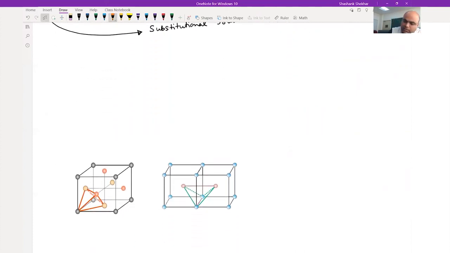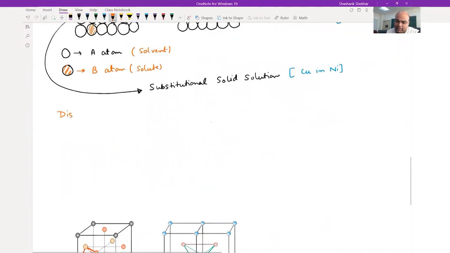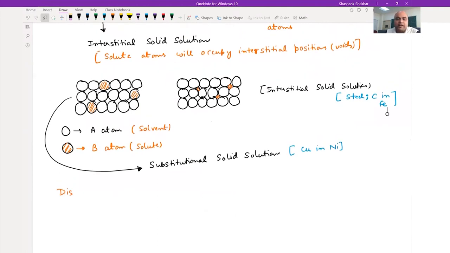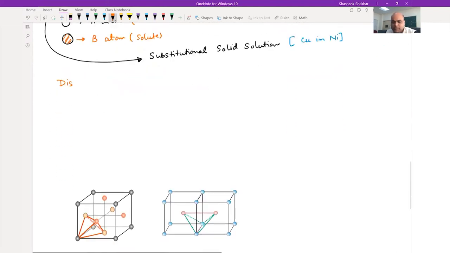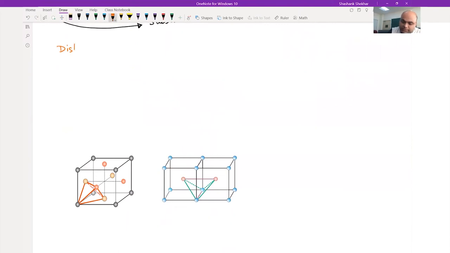Now let's talk about something called distortion. So if you see here, depending upon the size of the B atoms, you can imagine that there will be distortion in the lattice. Okay, so if the size of these B atoms here is large, then you're going to see expansion in the lattice. You can foresee it, isn't it? Similarly, for the atom size in the substitutional case, if it is smaller or larger, there is going to be distortion in the lattice. So let's talk about distortion in the lattice due to solute atoms. Okay.